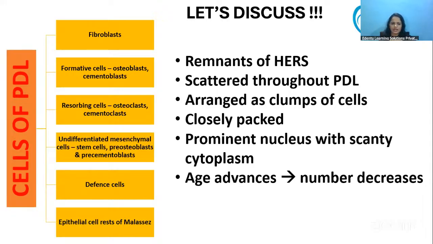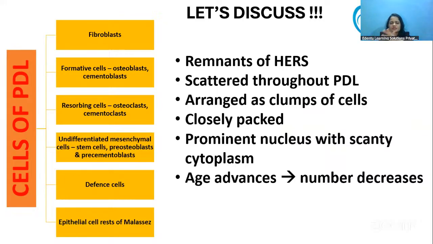Okay, so the fibroblast and the formative cells like the osteoblast, cementoblast, and the resorbing cells like the osteoclast, cementoclast, stem cells, and defense cells are all seen in this periodontal ligament. Now, along with these cells, you can also see the epithelial cell rests of Malassez. These are the Hertwig's epithelial root sheath cells; after the root completion, it will be easier for them to reside in the periodontal ligament.